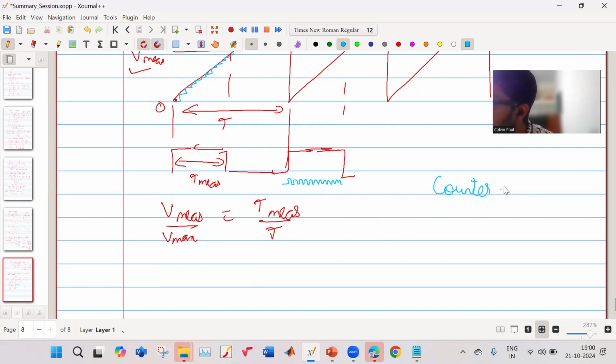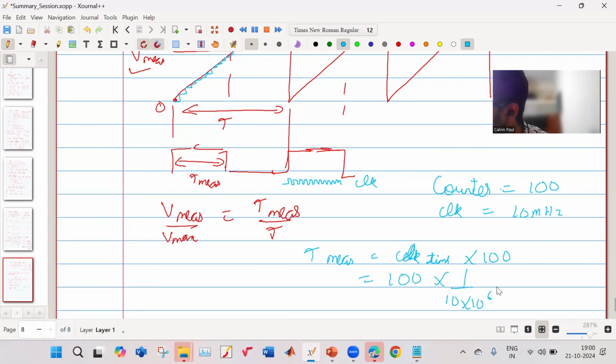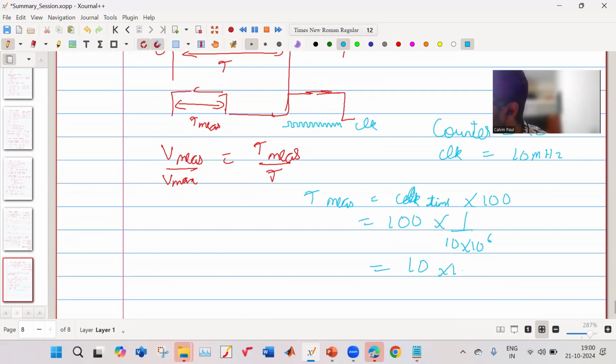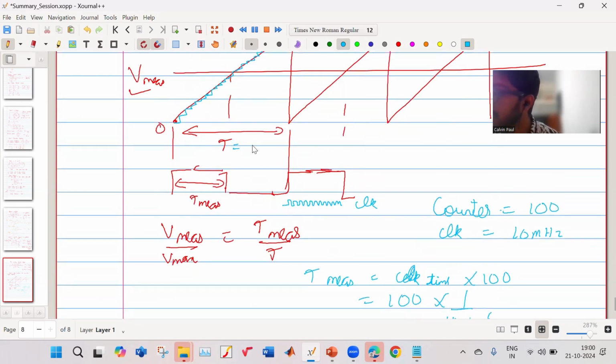So your counter will say, let us say it counts till 100. And your clock is going at, let's say, 10 megahertz. So because your counter is 100 and clock is 10 megahertz, your time measured will be equal to your clock time period into your number of counts. So it is 100 into 1 upon 10 megahertz, 10 to the power 6. So this will be 10 into 10 to the power minus 6, so this is 10 microseconds.